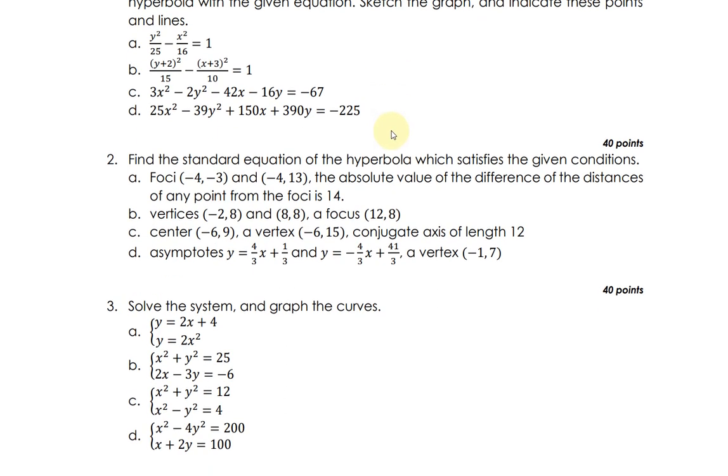So for number 2, you are given the standard equation of the hyperbola. I mean, you're asked to find the standard equation of the hyperbola which satisfies the given condition. So for letter A, its foci are (-4, -3) and (-4, 13), and so on. So we have A, B, C, D.